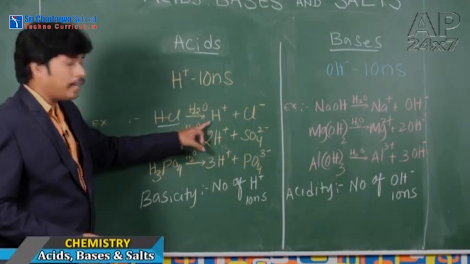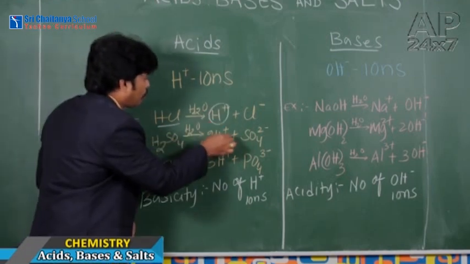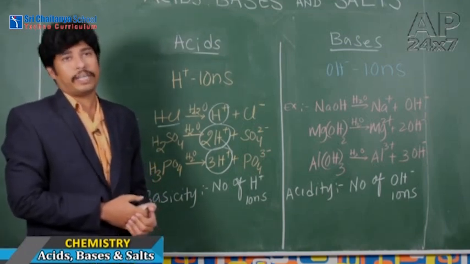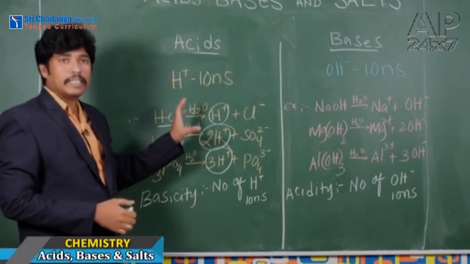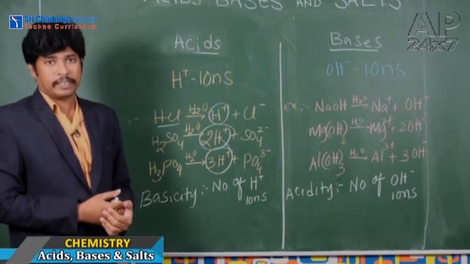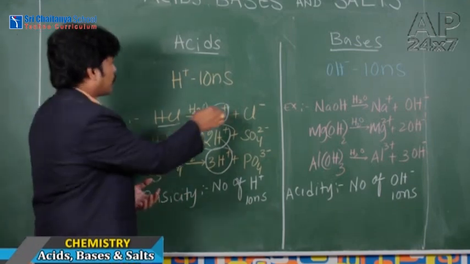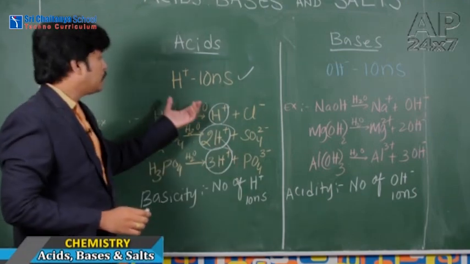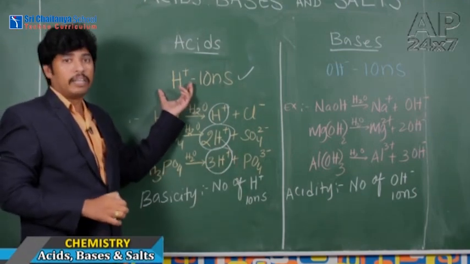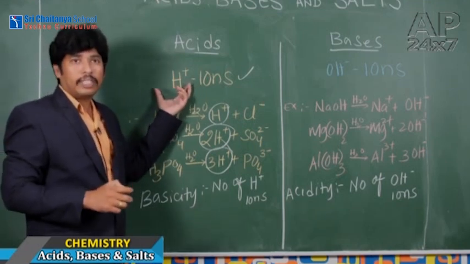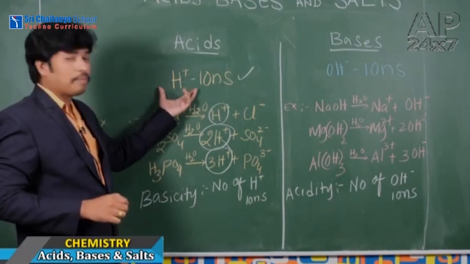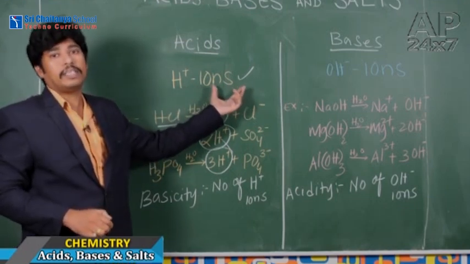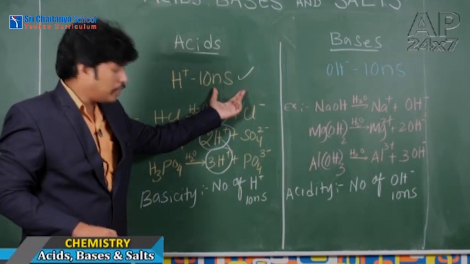So here children, what common factor can we observe in all these three chemical reactions? The common factor is the formation of H plus ions when these acidic substances are dissolved in water. Based on this we can easily define what is meant by an acid. Acid is a substance which can produce H plus ions as the only positive ions when dissolved in water. So an acid is a substance which produces H plus ions as the only positive ions when dissolved in water.